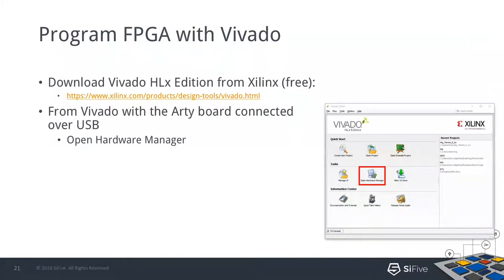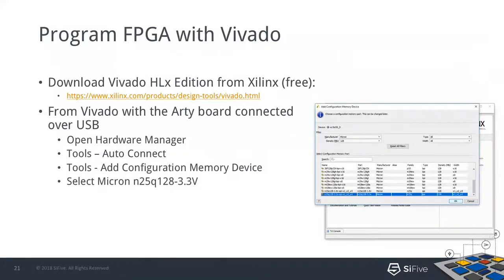Upon opening Vivado, you would select Open Hardware Manager, which I've highlighted here in red. Then select Tools, Auto Connect. Then Tools, Add Configuration Memory Device. And then you would select the Micron N25Q 128 3.3 volt device. Shortcut for this is to select Micron from the manufacturer here, select 128 from the density, and then this memory device will be the last one on the page here.